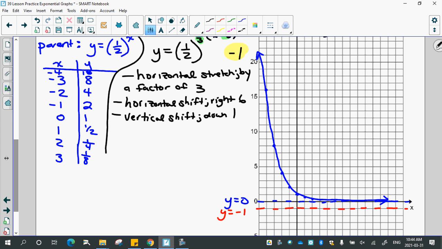And then we're going to move our points, so we can start with 0 and 1. So I want to stretch it horizontally by a factor of 3. That doesn't change anything for me here. Horizontal shift to the right 6, so 1, 2, 3, 4, 5, 6, and down 1. So right here.